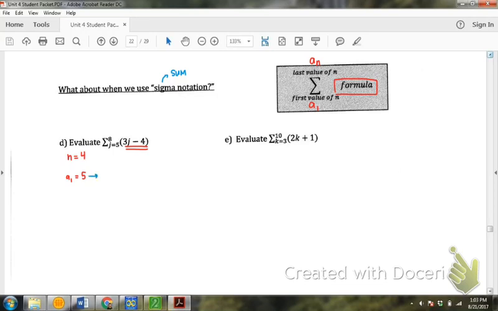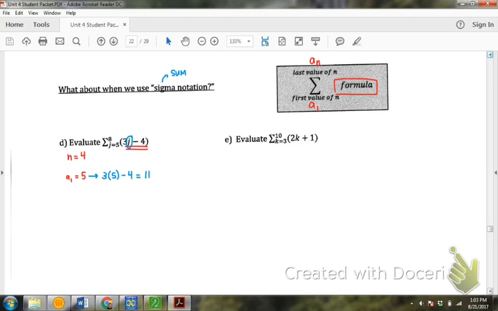So if I were to put 5 in for my J value, right up here, I'm just putting 5 in for my J value. I get 15 minus 4. And what is 15 minus 4? 11. So that's my true A1 value that I'm going to use. So you're not going to use 5. Correct. I'm not going to use 5. I'm going to use 11.